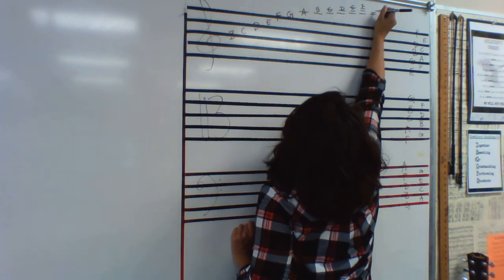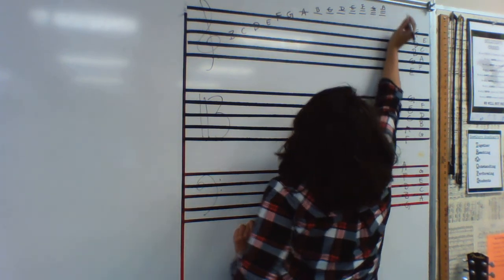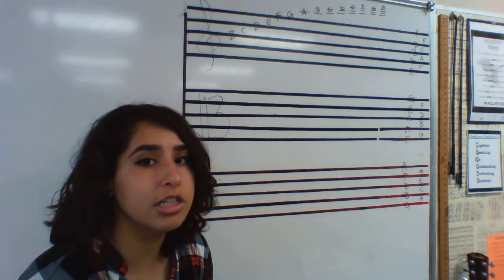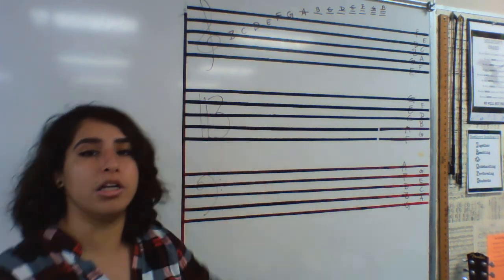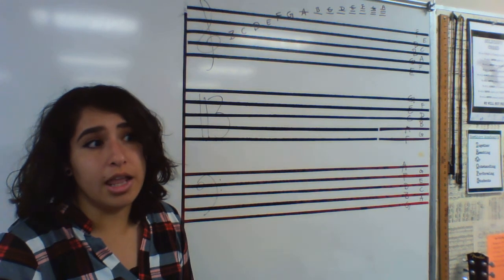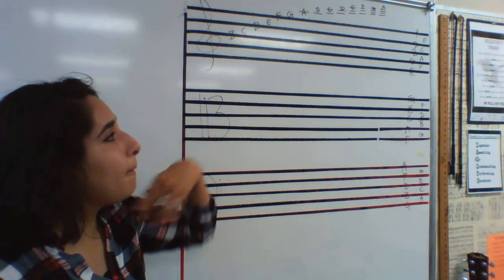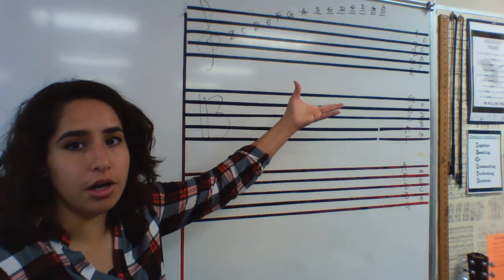Line, space, line, space, and it can honestly just keep going as high as you want it to. Now it doesn't really make a lot of sense to draw like a billion ledger lines. There are other shortcuts to write music that way, but that is what's going on here.